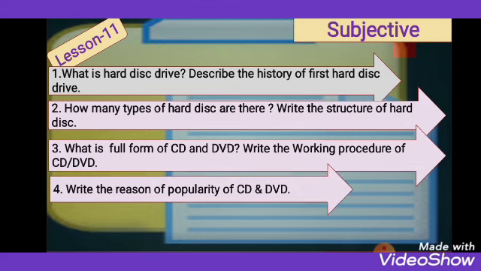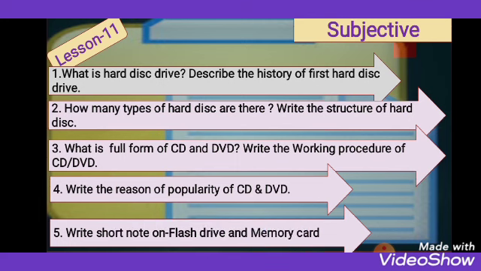Coming to the next question, number 4: write the reason for the popularity of CD and DVD. Already I have told why it is popular. Again I am telling, listen carefully. Do not start writing the popularity directly. Before that, you will first write the introduction: what is CD, what is DVD, how we are making it more shiny. After that you will write the advantages, like storing capacity, popularity, durability, cheapness, the reasons of it.